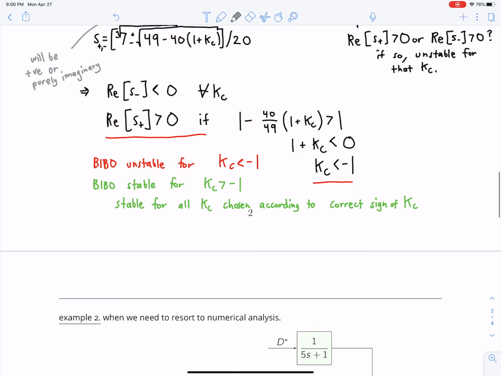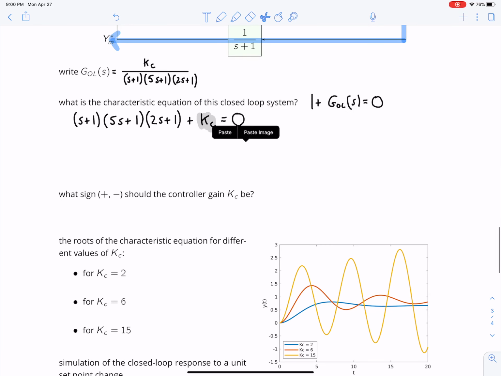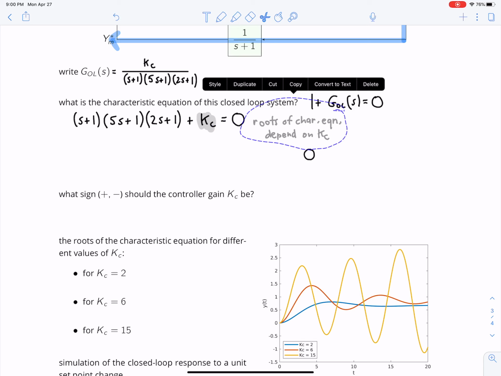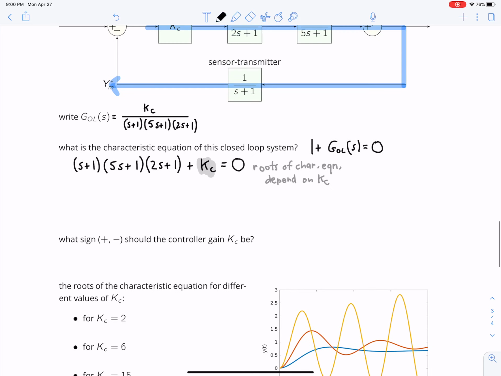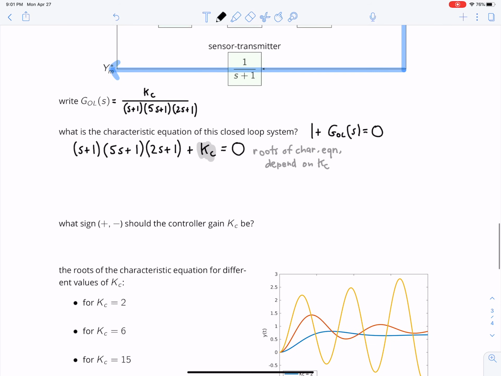So again, I'll copy the same message we had up here. The roots of the characteristic equation depend on Kc. So what I want you to imagine is you have a knob where you tune Kc, and then it could push those roots in the right half plane, driving your system to be unstable. So what sign should the controller gain be? It should be positive. And that's so that G open loop has a positive gain.